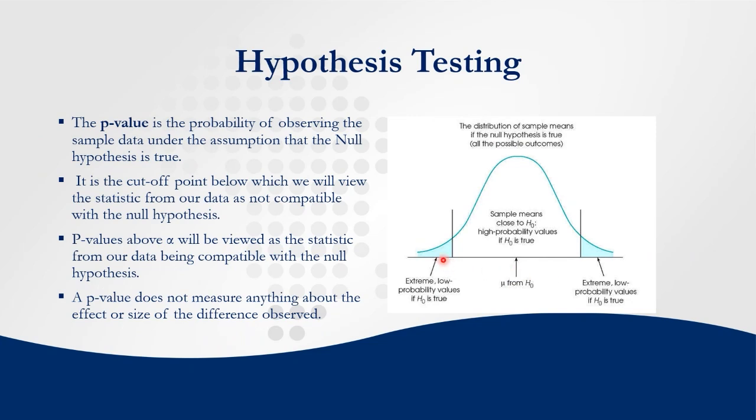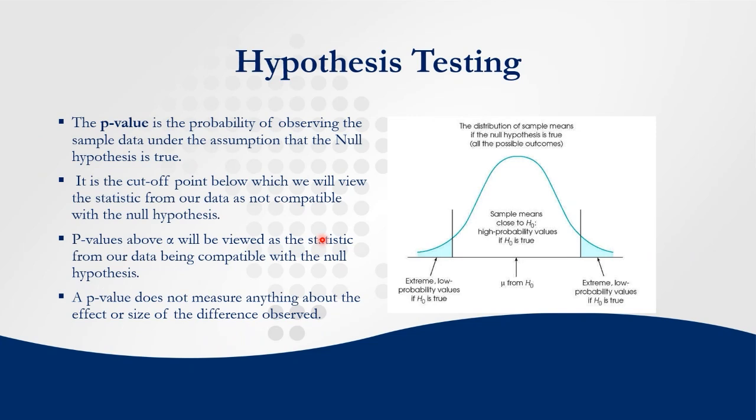And we saw that on your extremes, it's where you have the low probabilities. So this would be the region where you have low probabilities, and the ones here would be those which have high probabilities. That has been theoretically established. So the p-value would be the probability of observing the sample data under the assumption that the null hypothesis is true. So the p-value tells us the probability: what is the likelihood of observing this sample data?